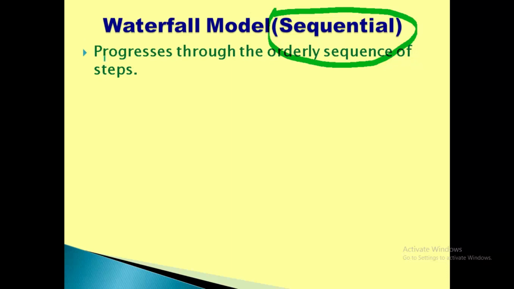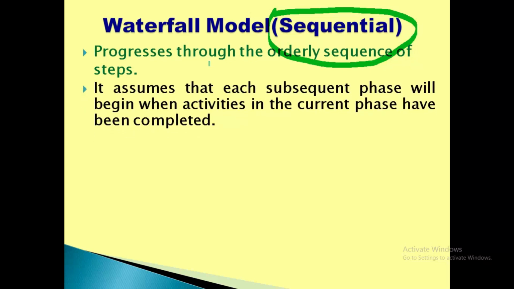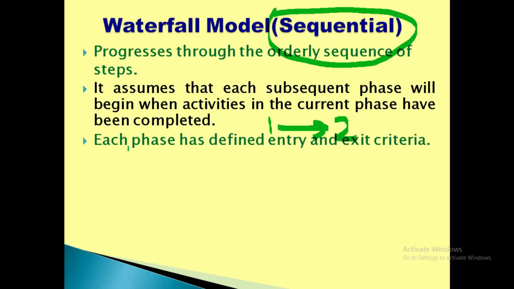How does it work? It progresses through an orderly sequence of steps, one after the other. It assumes that each subsequent phase will begin when activities of the current phase have been completed. Means if the activities of phase 1 have been completed, then only go for phase 2. You cannot go for phase 2 in case your phase 1 has not completed. Each phase has defined entry and exit criteria. Now what is this criteria? For phase 1, the criteria is to generate the project plan.